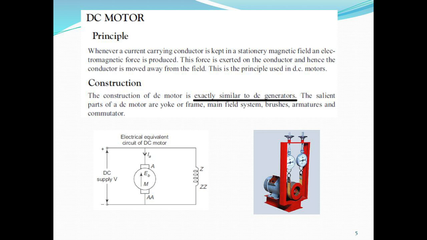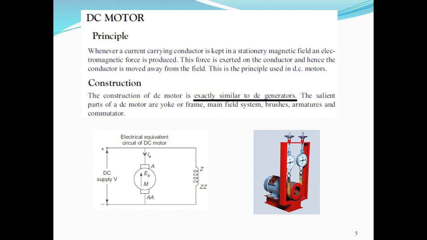DC motor. Principle. Whenever a current carrying conductor is kept in a stationary magnetic field, an electromagnetic force is produced. This force is exerted on the conductor and hence the conductor is moved away from the field. This principle is used in DC motors.